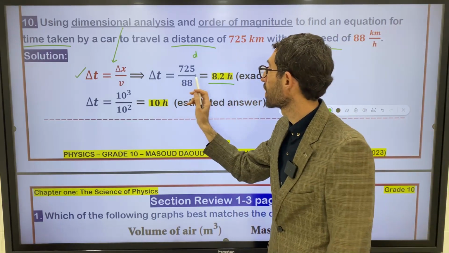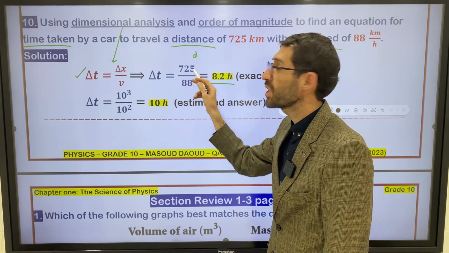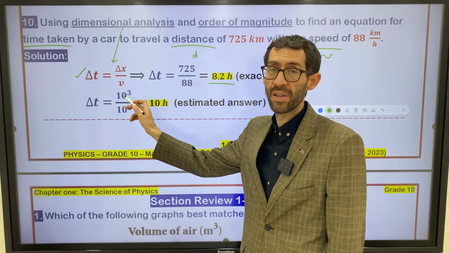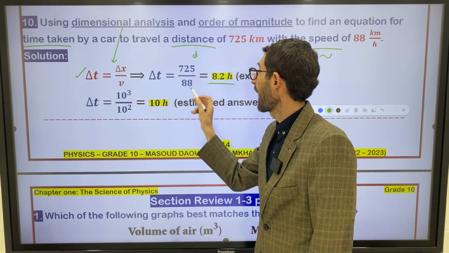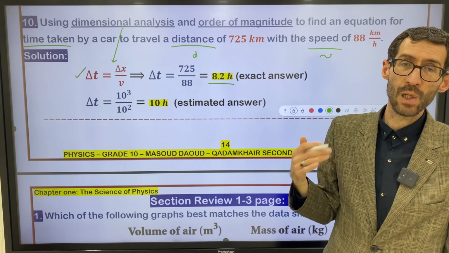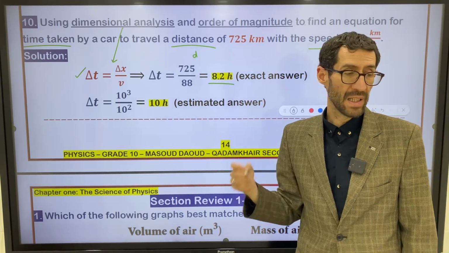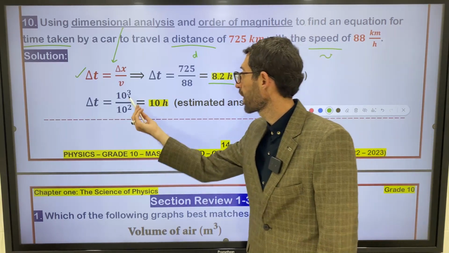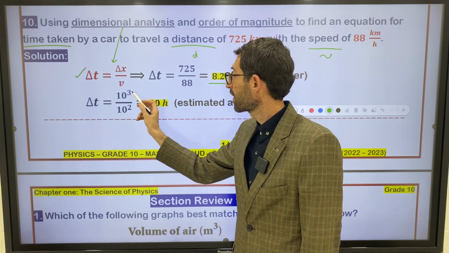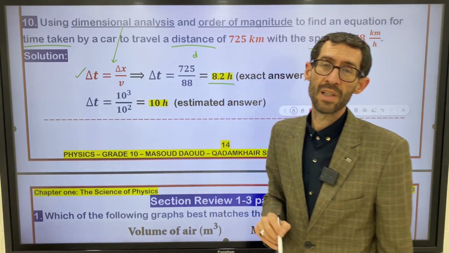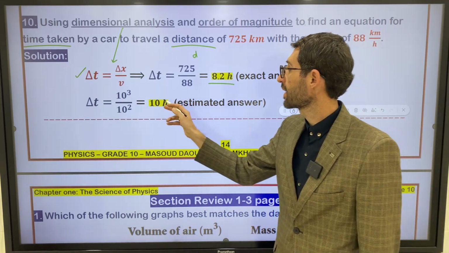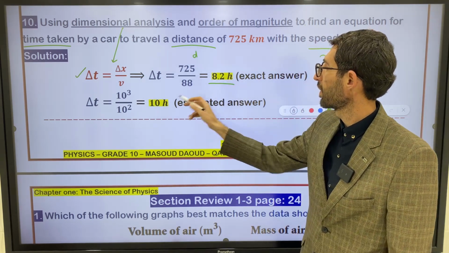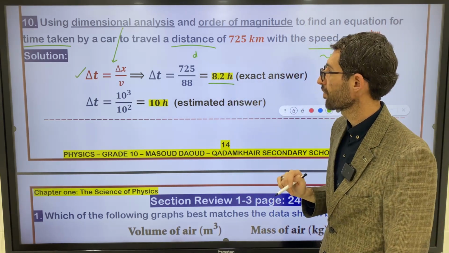So 725, which power is closer to this number? Actually, 10 to the power 3, divided by 88. Which power is closer to this number? 88, actually, 10 to the power 2. Whenever you divide them together, write one common base, 10, and subtract the smaller exponent from the larger exponent, and the answer will be 10 hours, which is very close to the exact answer actually.